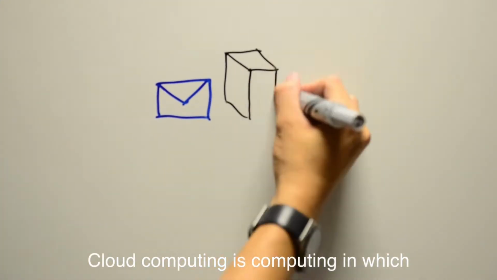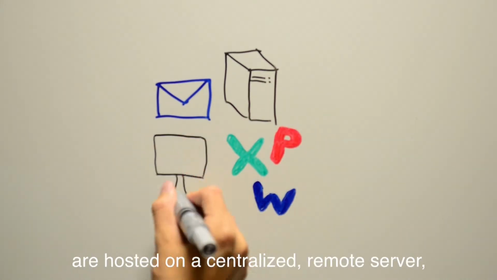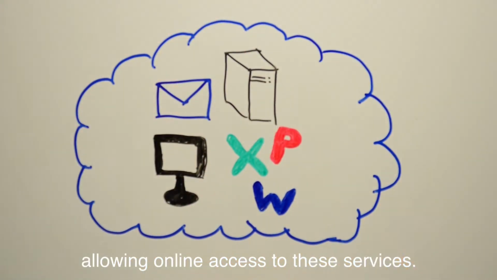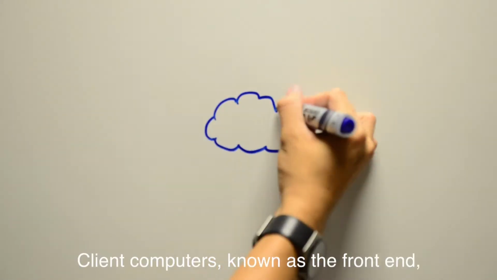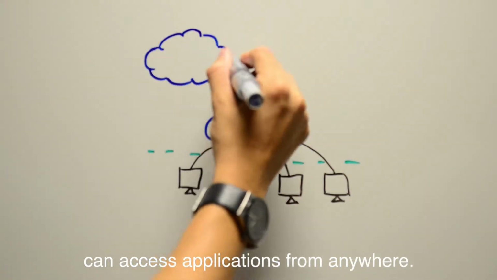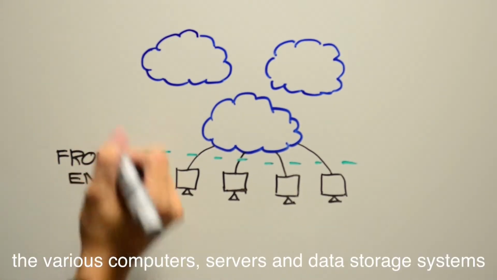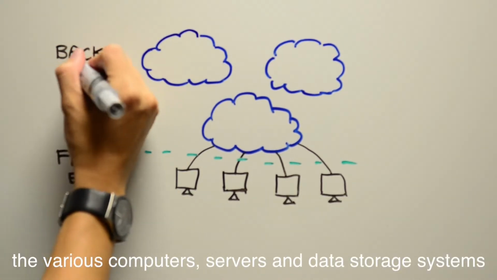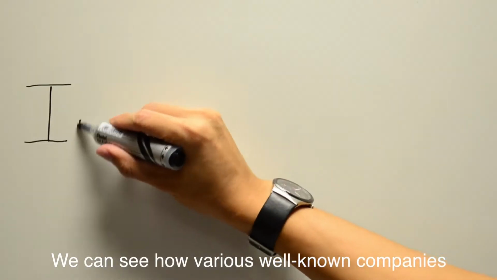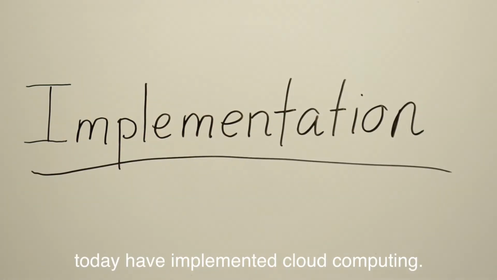Cloud computing is a computing in which applications such as emails and office suites are hosted on a centralized, remote server, allowing online access to these services. Clients' computers, known as the front end, can access applications from anywhere. On the other hand, the various computers, servers and data storage systems creating the cloud is known as the back end.